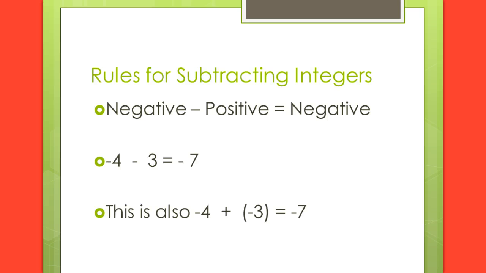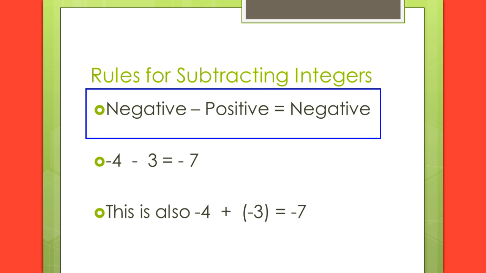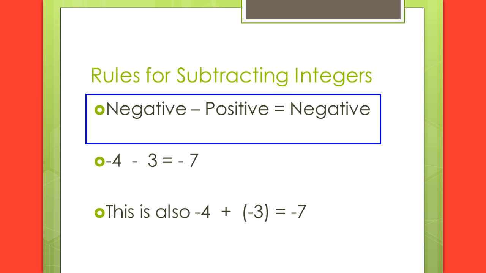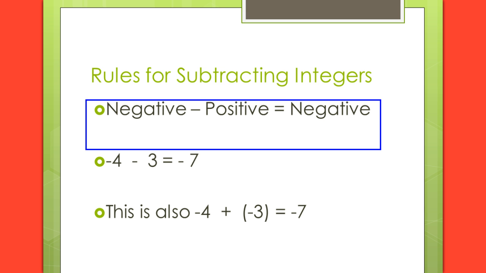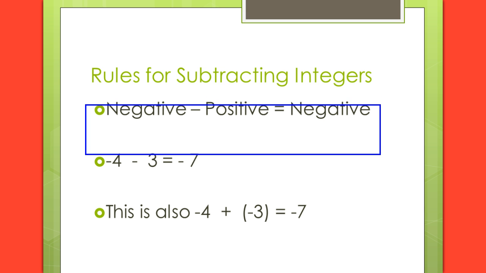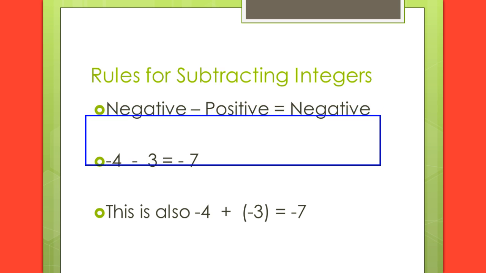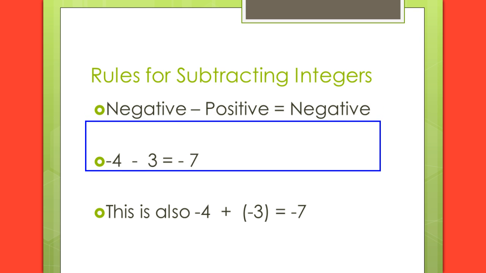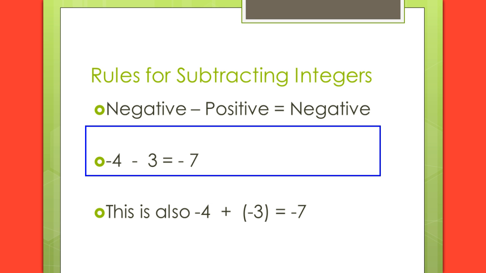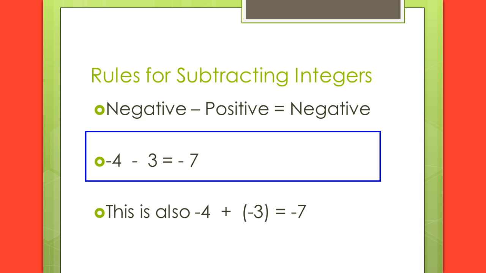With our rules for subtracting integers, a lot of the times best practice is to turn that into an addition problem. But if we have a negative number minus a positive number, a good rule of thumb is to remember that your answer is going to be negative. What I have illustrated here is exactly that situation. We have a negative 4 minus a 3. And because my signs are the same, I have a negative in front of a 4 and a negative in front of my 3, my answer is going to be negative 7.